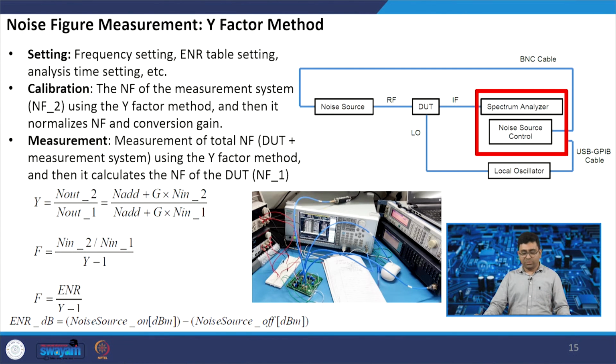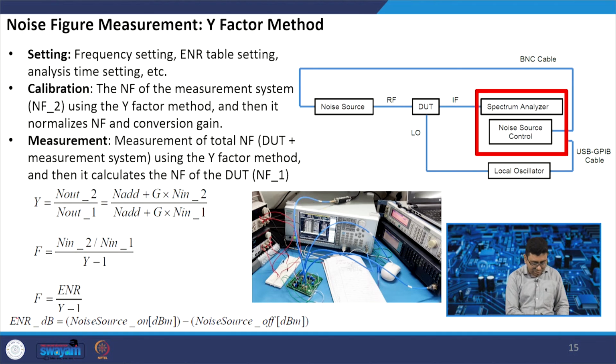There is another method also, that is called the Y factor method, and in that you need a noise source. That we have also discussed when we discussed the noise figure. So, what you need is a frequency setting, and you need the ENR table setting. It is the excess noise ratio setting, which is provided by the noise source company, which is tested for a different noise source when the noise source is on.